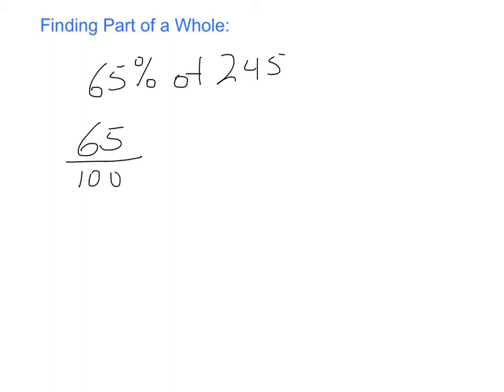Let's say I wanted to find 65% of 245. Remember, I can set one ratio up, and that's the percent, by writing it over a denominator of 100. So I could say 65 over 100, and I can set that equal to x over 245. Now remember, a fraction is a part to the whole.